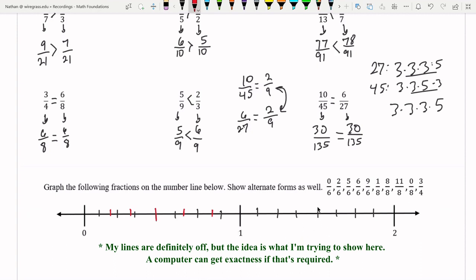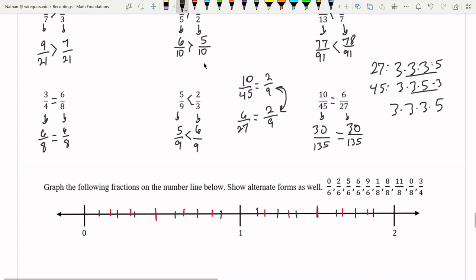Okay, same process here. So 0/6, this one's quite easy. 0 divided by 6 is just 0. So this right here is 0/6. 2/6, that's the same thing as 1/3. 1/3 of the way up to 1 is going to be, well, there's 1/6, there's 2/6. This is the same thing as 1/3. 5/6, right? We have 1, 2, 3, 4, 5 out of the total 6 that are there. 6/6 is the same thing as 1.